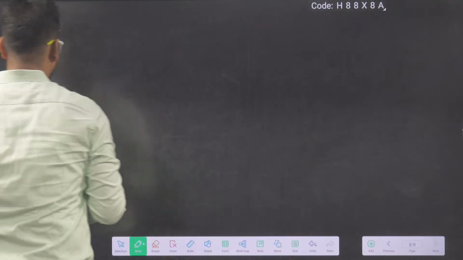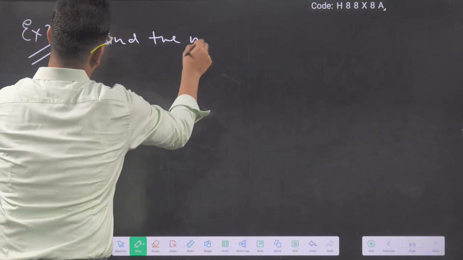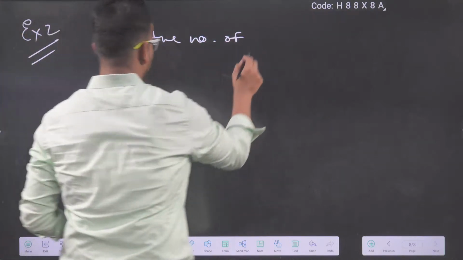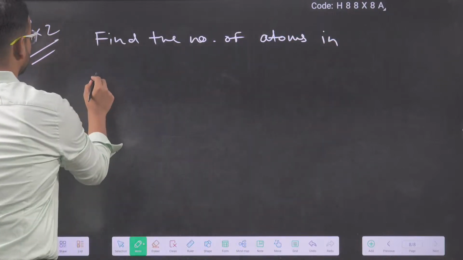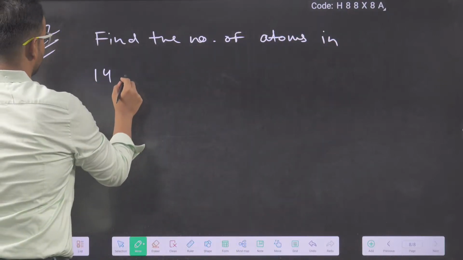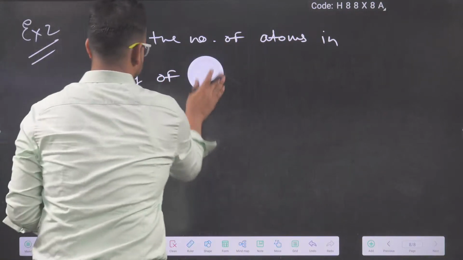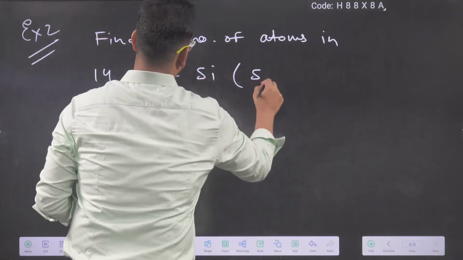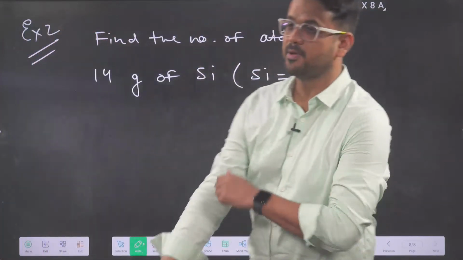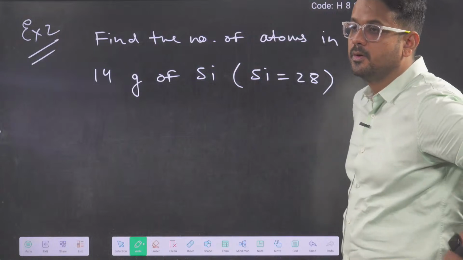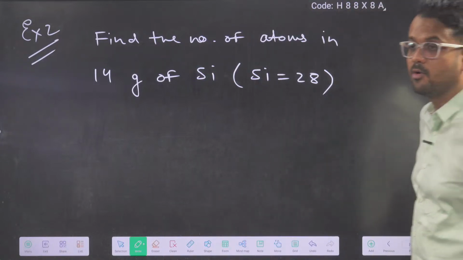What is example number 2? Find the number of atoms in 14 gram of silicon. Silicon RAM is equal to 28. You can take the Na value the same as in the previous example. Find the number of atoms in 14 gram of silicon.